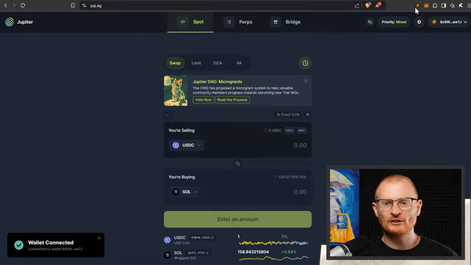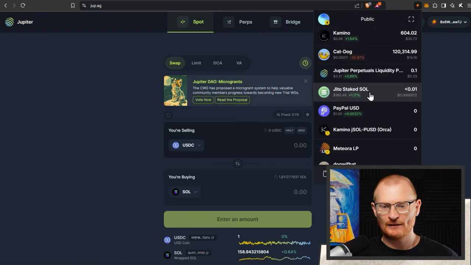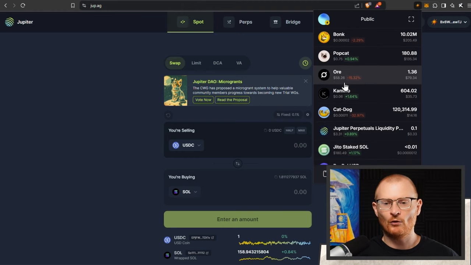We'll go to jupe.ag. Let's have a look in our wallet. We're probably not going to have anything in here in terms of PayPal USD, so we'll pull some out. Also, just having a look here, our ore trade has not done well. If it goes to zero, it goes to zero. Fortunately, though, Popcat has done well, so we're going to hit some and we're not going to hit others.